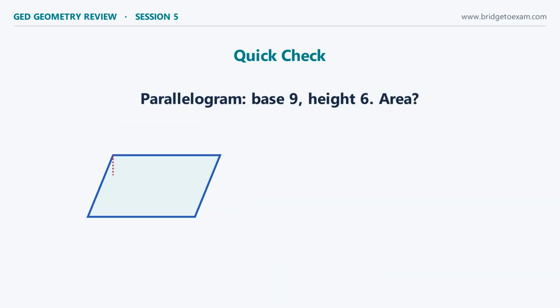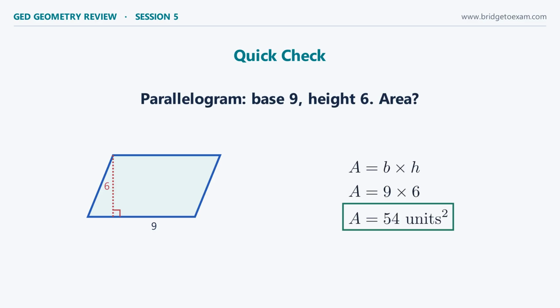Quick check. A parallelogram has a base of 9 and a height of 6. What is its area? Base times height. 9 times 6 equals 54 square units.